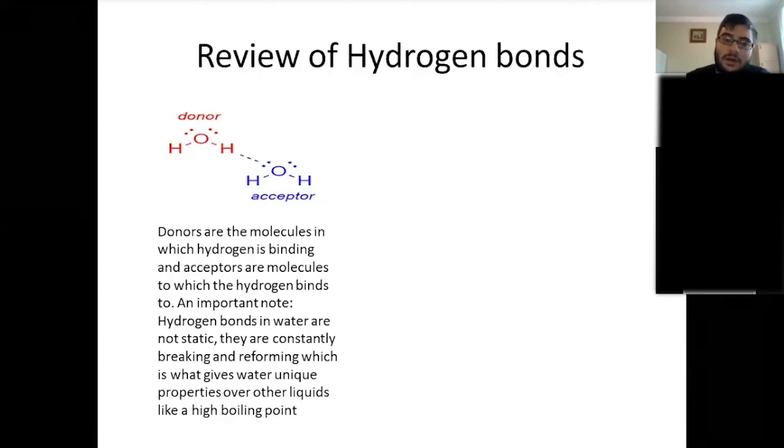Like I said, each water molecule can be both a hydrogen bond donor and acceptor at the same time. For example, this blue one can be a hydrogen bond acceptor with its oxygen being the acceptor, but the two hydrogens on it can also be hydrogen bond donors to other adjacent water molecules.